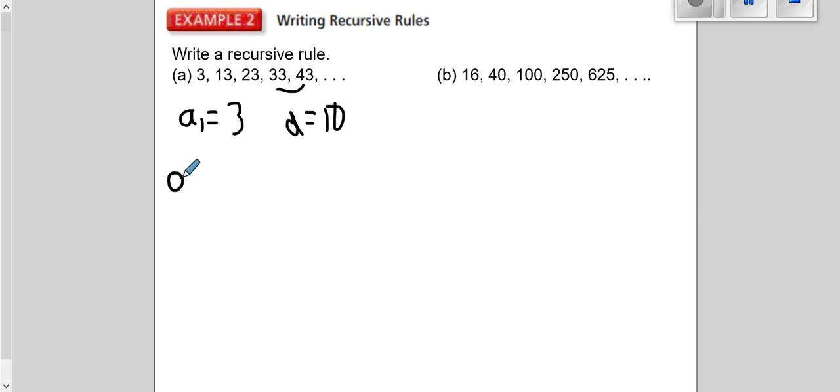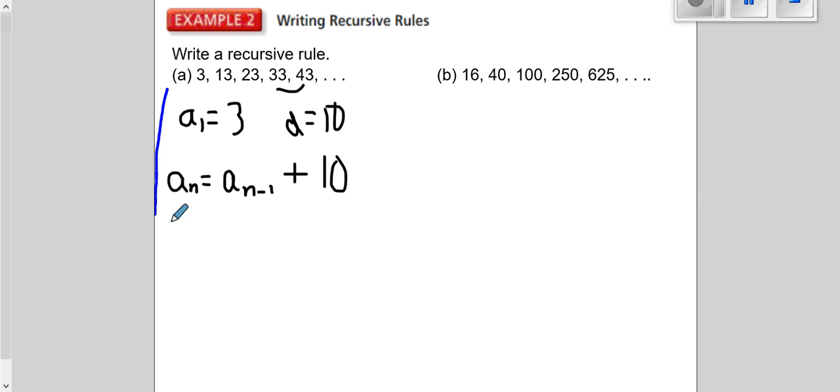So our rule will be a sub n equals the previous term. How do we say previous term? The one that comes before n. A sub n minus 1 plus the common difference, 10.